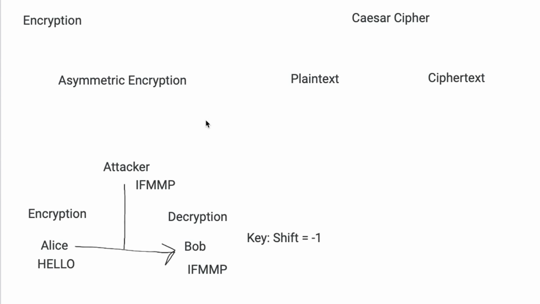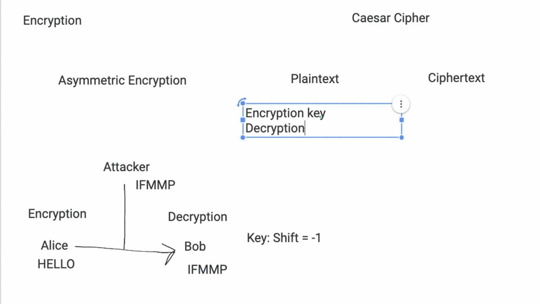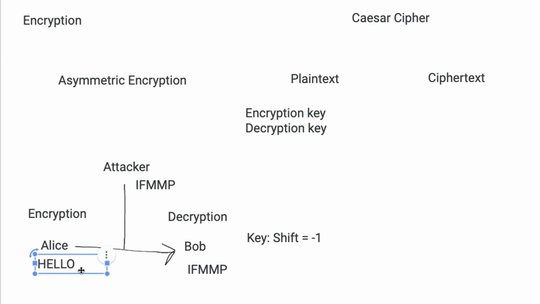And in asymmetric encryption, there are two keys that will be used. One will be the encryption key, and then there will be a decryption key. The encryption key will be used solely for encrypting the message from the plaintext version into the ciphertext version. So that is the only thing the encryption key will be used for.